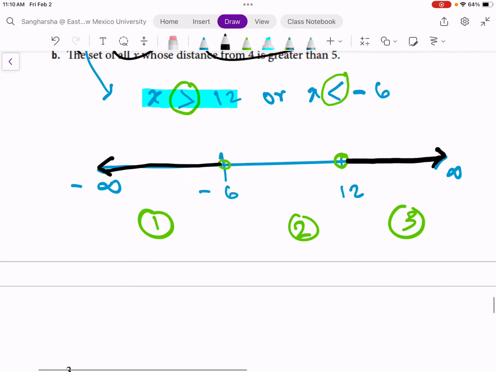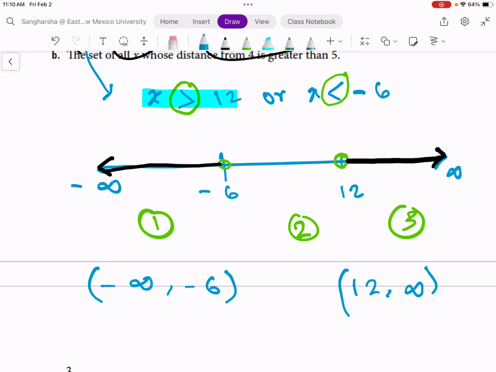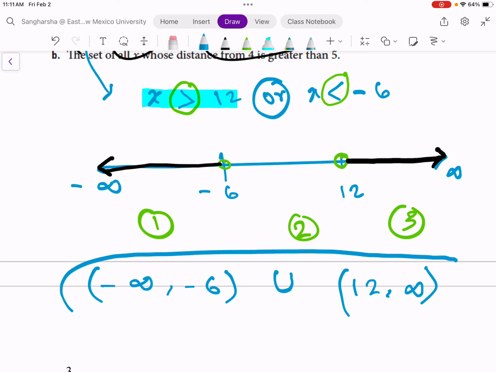Let's write down the interval. For the first interval, we have from negative infinity to negative 6, with an open circle, so we have parentheses. For the third part, it's starting from 12 all the way to positive infinity, with an open circle, so parentheses. With infinity, it's always parentheses. Now here we have an or, and we replace this or by union, and this is our final answer. So negative infinity to negative 6, union 12 to infinity. This is our final answer.